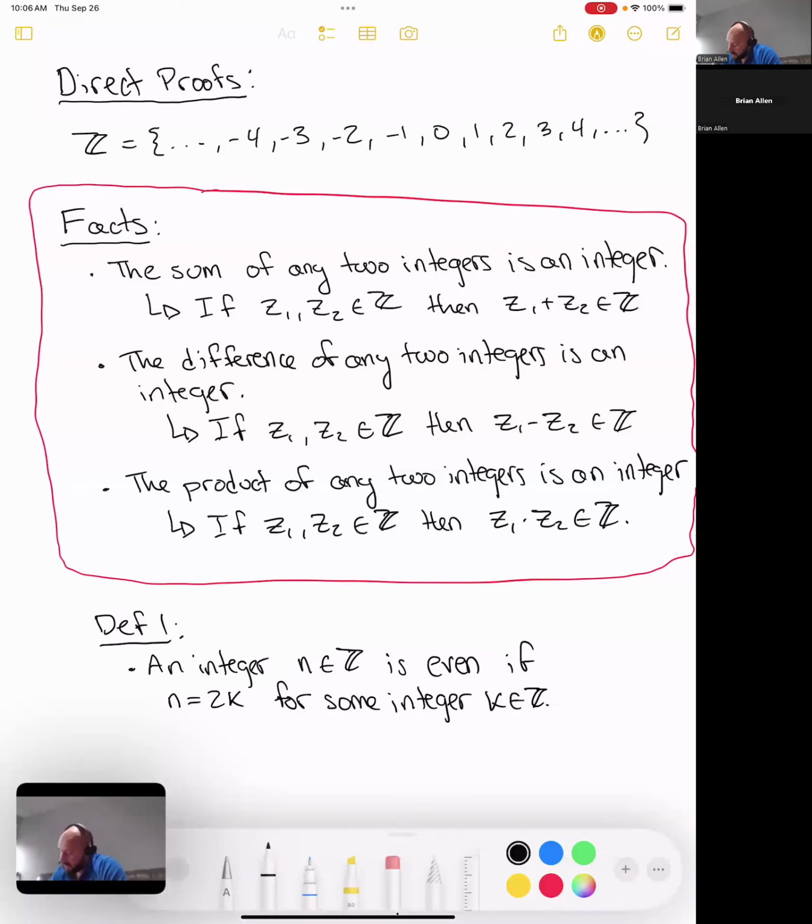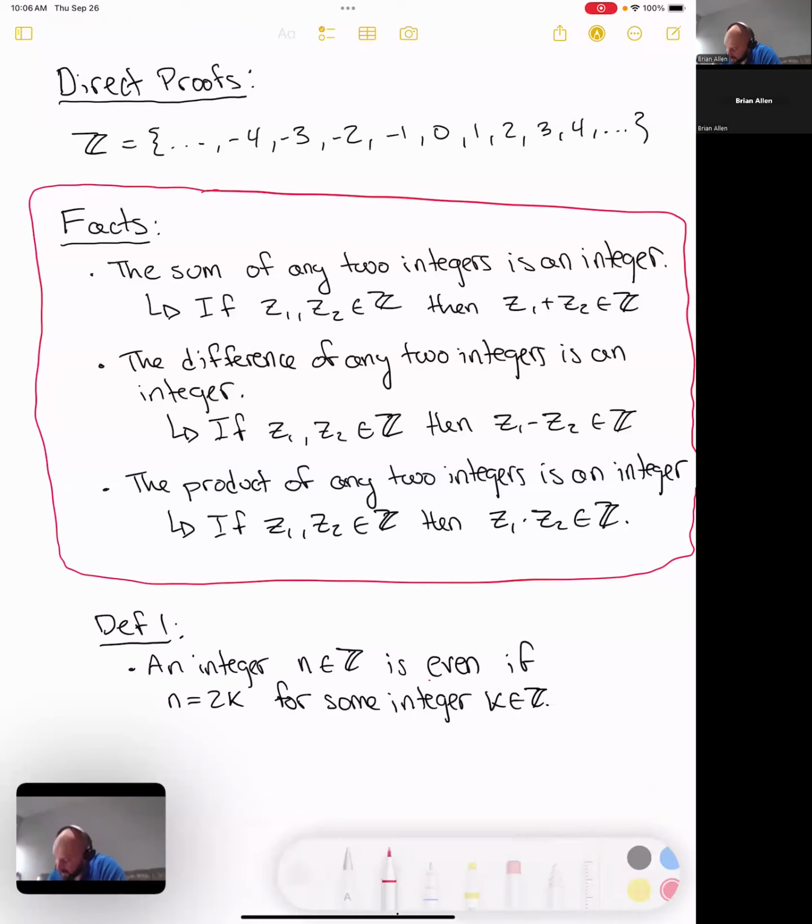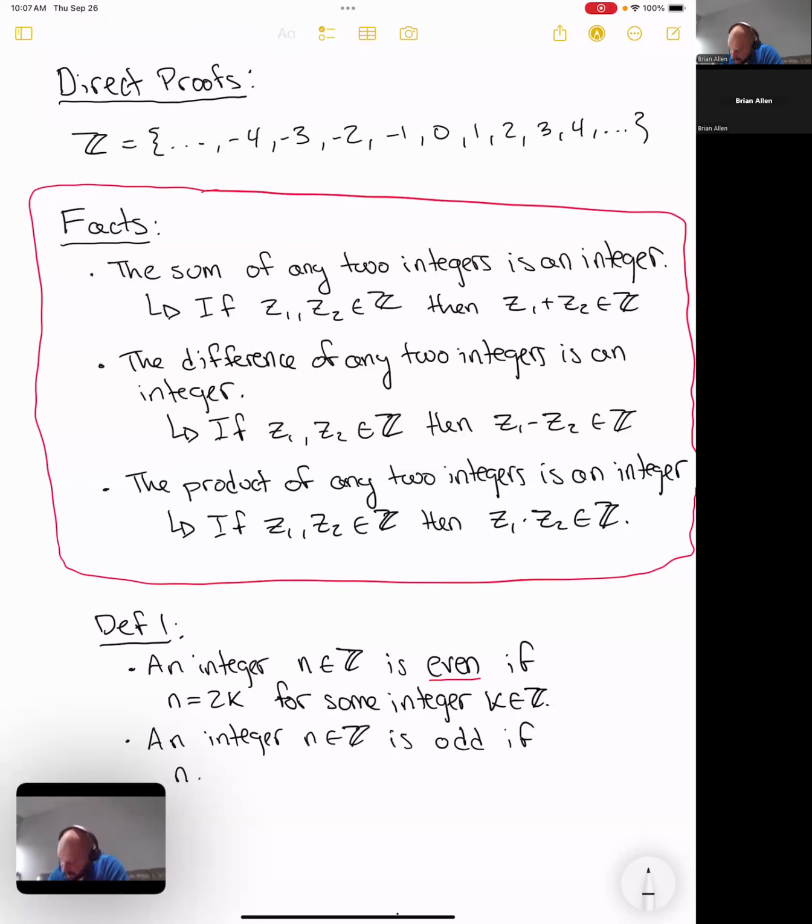Okay, good. And so anytime we want to play with even integers, this is the definition we have to work with. We can automatically say that it's written as 2 times something else. Okay, and so we should complete the definition by saying what it means for it to be odd. So an integer n is odd if, well, a similar flavor, but now it can be written as 2k plus 1 for some integer.